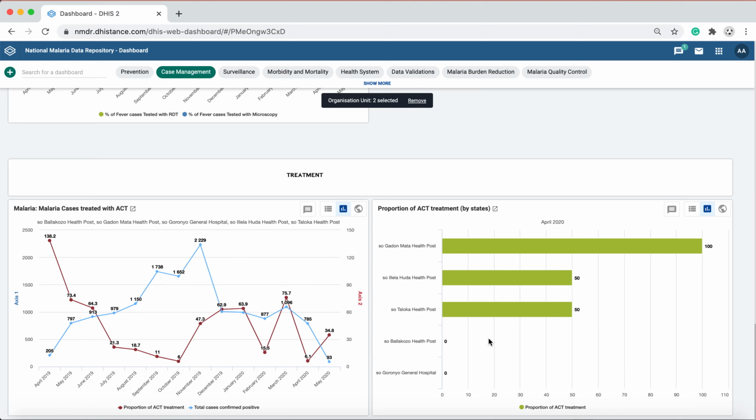And so we quickly go and see if you could take out General Hospital Goronyo or Balakozo Health Post if they are not supposed to be reported or they are not functional, for you to allow and see a good uptake in that ward and LG and subsequently the state.